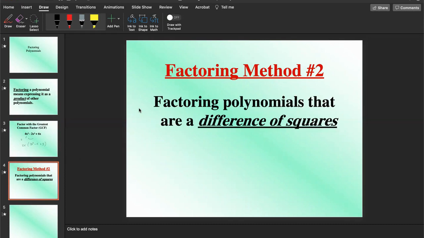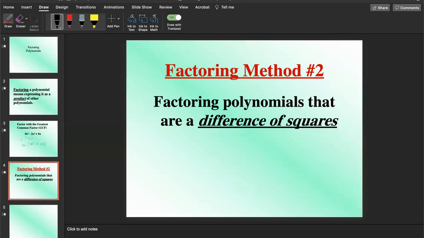So with that said, we're going to go into factoring method number 2. These kinds of methods from here on out are more like situations that you'll come across. And a difference of squares is a very good situation to come across that will make your factoring a lot easier and a lot simpler and a lot faster.